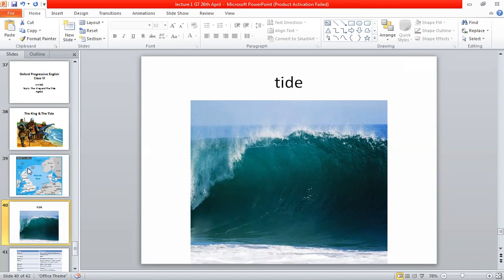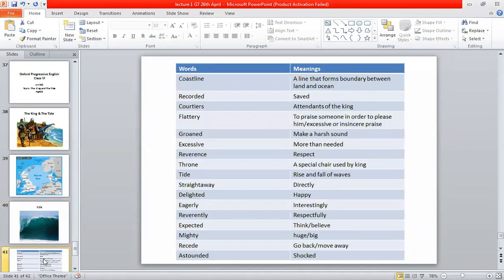Hopefully, you have got this lesson, you have got this story. If you have any question, you can ask me. Class 6, if you have any question regarding the story, you can ask me. Hurry up, I'm waiting for your questions. Students, this is a list of word meanings.